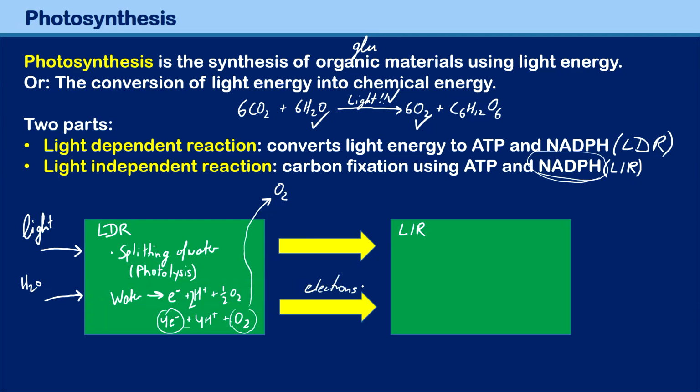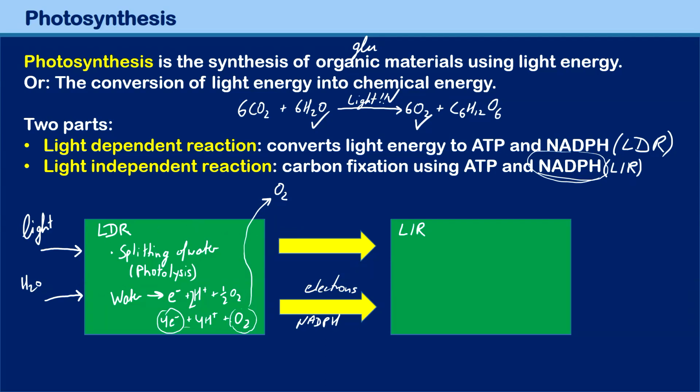The high energy electrons are passed on to the light independent reaction, and how are they carried? They're carried by NADPH. You don't have to worry about this so much. If you wonder what NADPH stands for, it sounds kind of cool: nicotinamide adenine dinucleotide phosphate, and it's reduced. It's a nice little tongue twister.